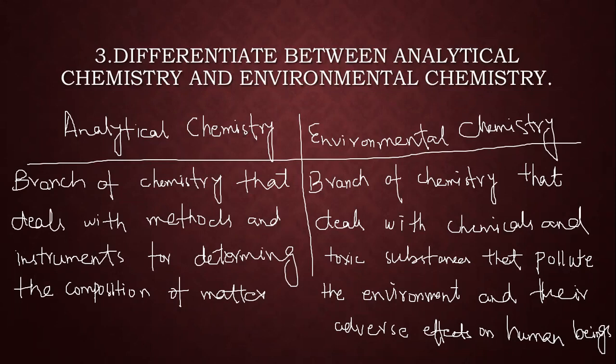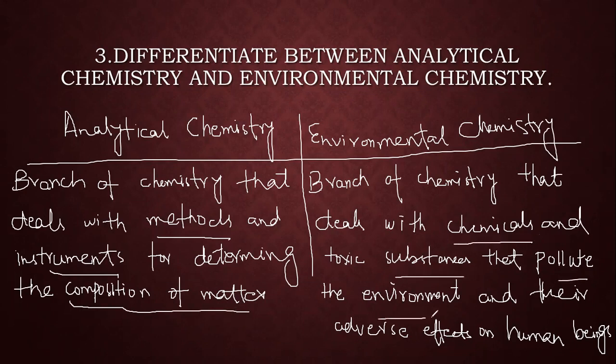So this is the basic difference between analytical chemistry and environmental chemistry. Analytical chemistry deals with the methods and instruments for determining the composition of matter, while environmental chemistry deals with the chemicals and substances that pollute the environment and their adverse effects on human beings.